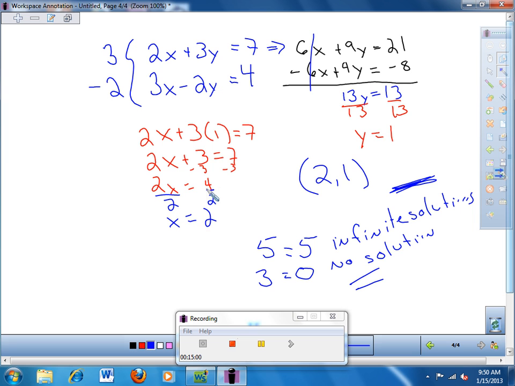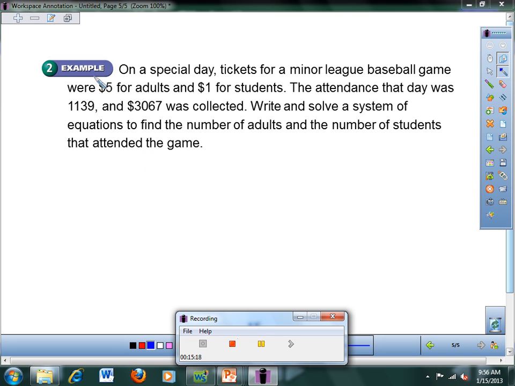Okay, one word problem, and then we'll write down our steps, and then we'll be done. Yep. Okay. So, where's my word problem? First I have to start the recording again.